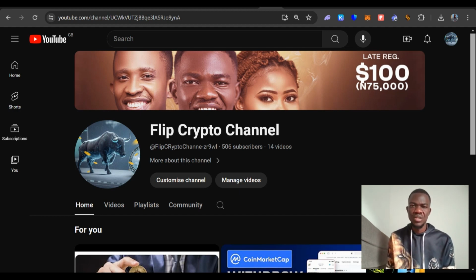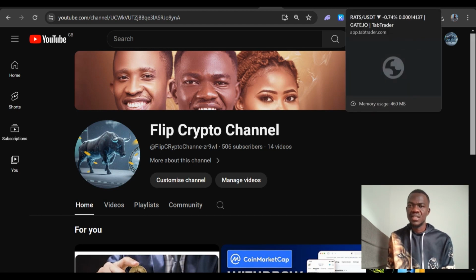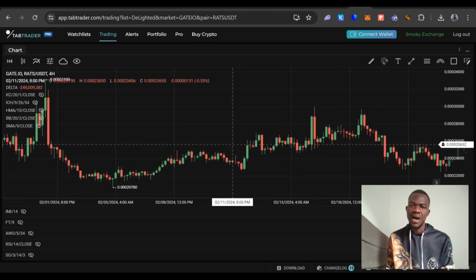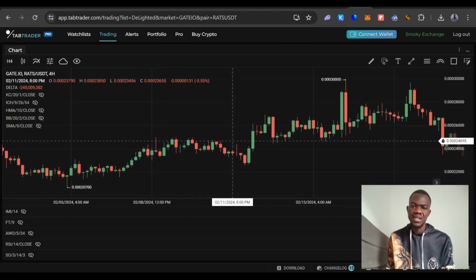So I'm going to show you one of the candlestick patterns that I use in trading futures that is quite profitable amongst other candlestick patterns that I use. The candlestick pattern is the one we refer to as the engulfing bar pattern.